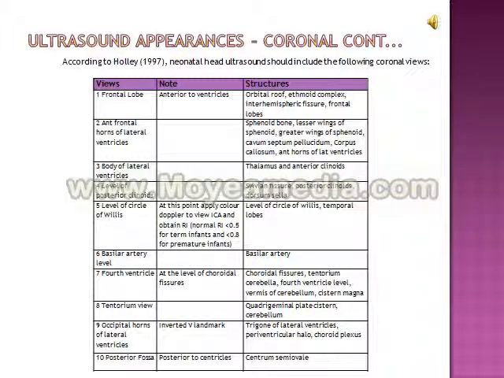Neonatal head ultrasound should include the following coronal views. 1. Frontal lobe. 2. Anterior frontal horns of lateral ventricles. 3. Body of lateral ventricles. 4. Level of posterior clinoids. 5. Level of circle of Willis. 6. Basilar artery level. 7. Fourth ventricle. 8. Tentorium view. 9. Occipital horns of lateral ventricles. 10. Posterior fossa. The following table outlines some of the structures that will be seen in each of these views.